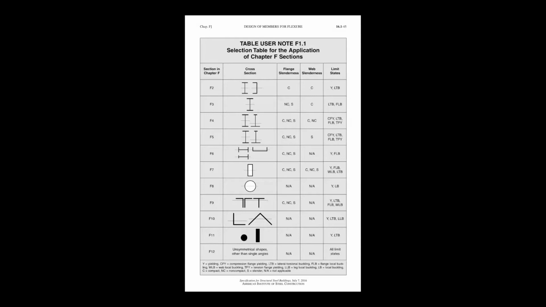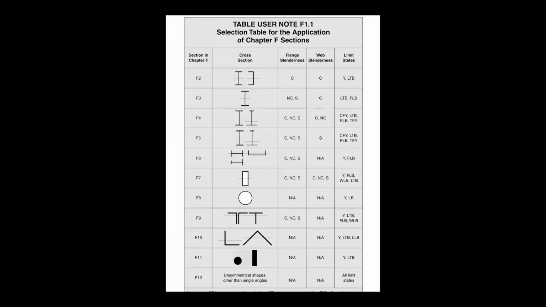First of all, this is the chapter for flexure. AISC classifies the cross section into the following types, F2, F3, and so on, and then they talk about compact or non-compact cross sections. We talk about flange and web slenderness, criteria checks, and the limit states for the failure of each type. Generally, we bump into the top two cases like this.